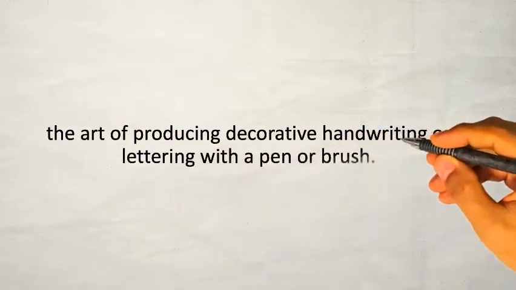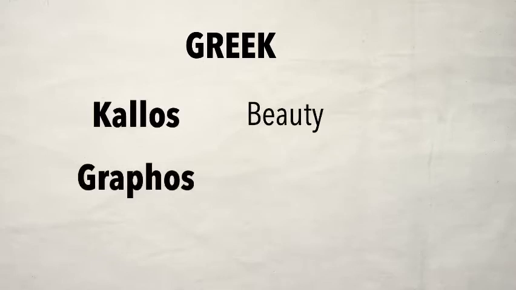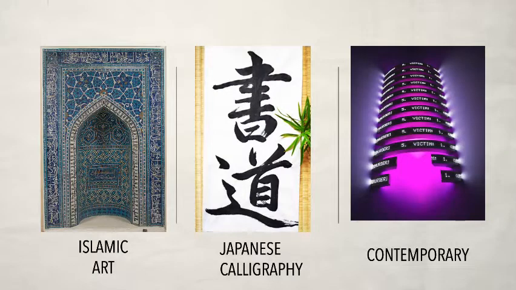Calligraphy is the art of producing decorative handwriting or lettering with a pen or a brush. Calligraphy, from the Greek word kallos, meaning beauty, and graphos, meaning writing, refers to the harmonious proportion of both letters within a word and words on a page. For this lesson, we will look at 3 examples of calligraphy and text used in art.